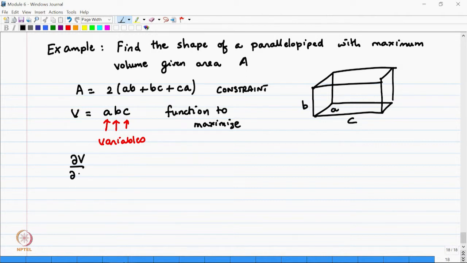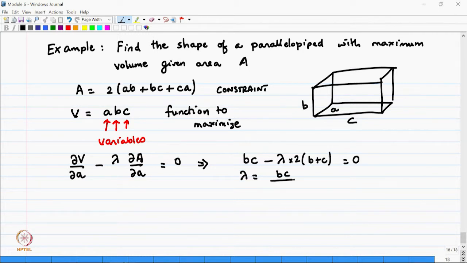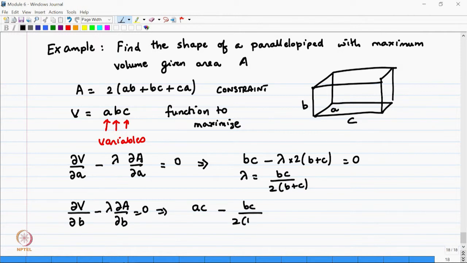∂V/∂a minus lambda ∂A/∂a equals 0. What is ∂V/∂a? It is bc minus lambda times ∂A/∂a. Now there are 2 terms with a, so it is 2(b + c), equal to 0. This gives you lambda equal to bc over 2(b + c). Take this value of lambda and put it in the next equation, ∂V/∂b minus lambda ∂A/∂b equals 0.